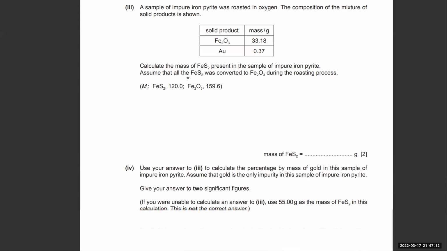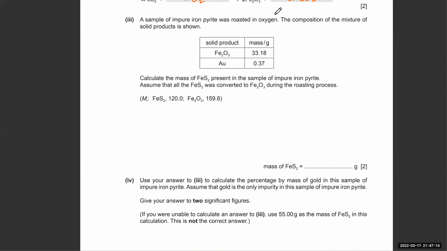Then you have a moles question. A sample of impure iron pyrite was roasted in oxygen. The composition of the solid mixture produced is shown. Calculate the mass of FeS2 present in the sample of impure iron pyrite, assuming that all the FeS2 was converted to Fe2O3 during the roasting process. So first thing, Fe2O3, mass per gram.